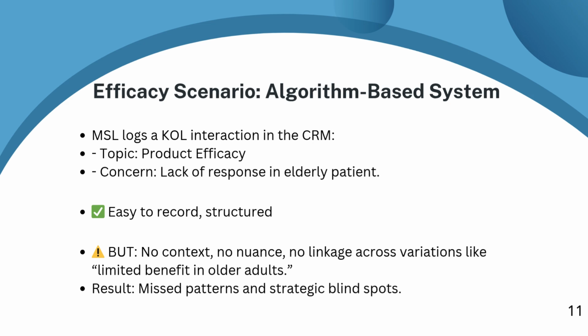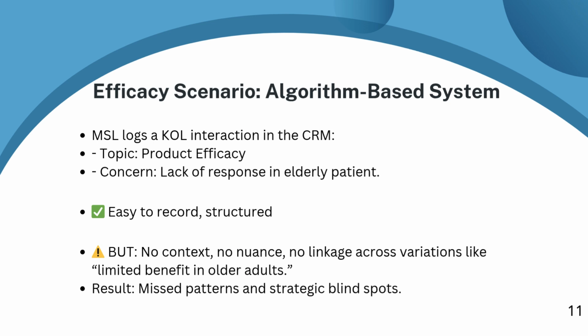That system now assumes this concern is just a generic efficacy issue. It won't pick up on anything else: the context, the tone, or any specific contributing factors. If another MSL phrases the same concern differently, like limited benefit in older adults, the system might not even group them together.